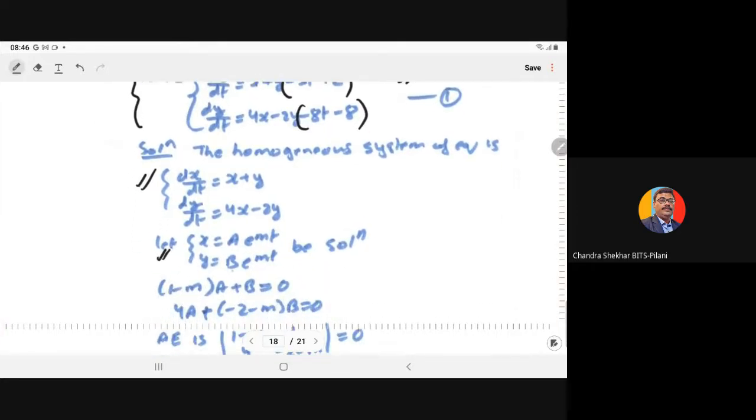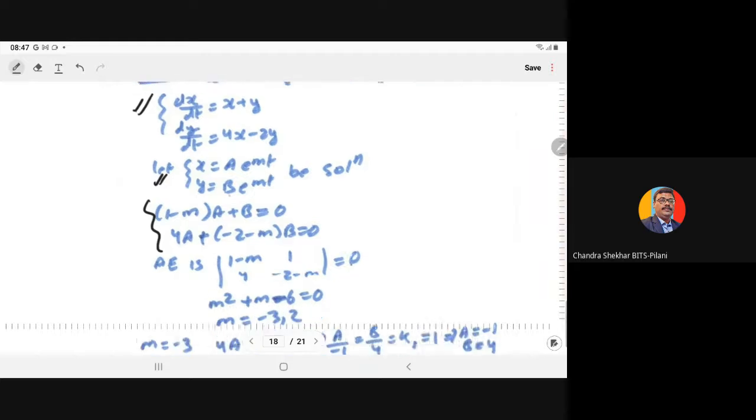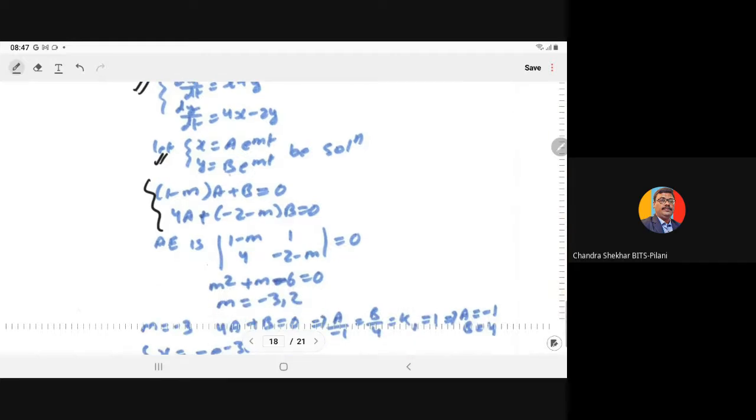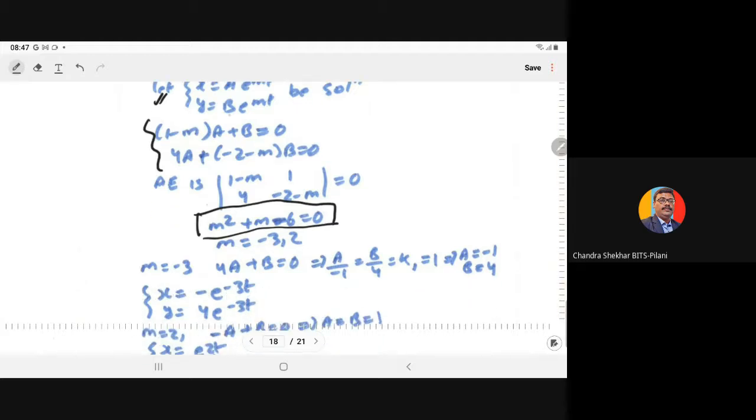Here we take x is equal to a e to the power mt, y is equal to b e to the power mt as a solution. From there we compute the system of algebraic equations, and the unknowns a and b have non-trivial values only when the coefficient determinant vanishes. From there we have the auxiliary equation m square plus m minus 6 is equal to 0. That will give you m is equal to minus 3 and 2. The roots are real and distinct, and this is the first case.